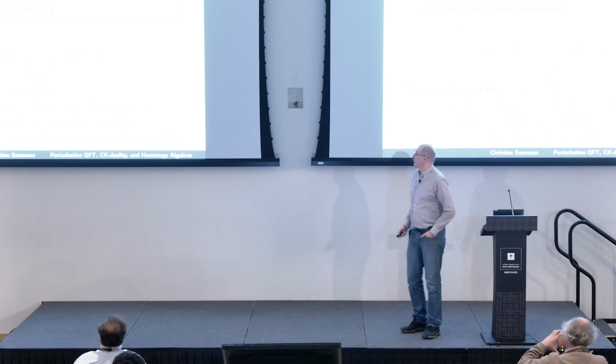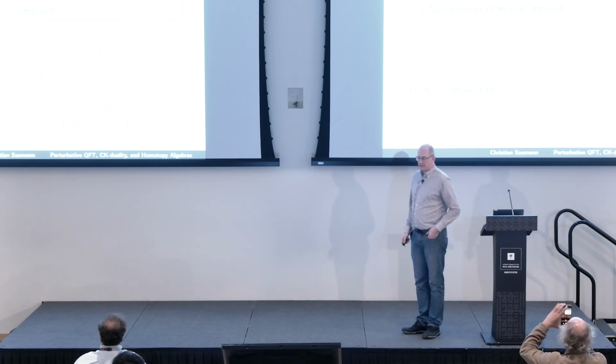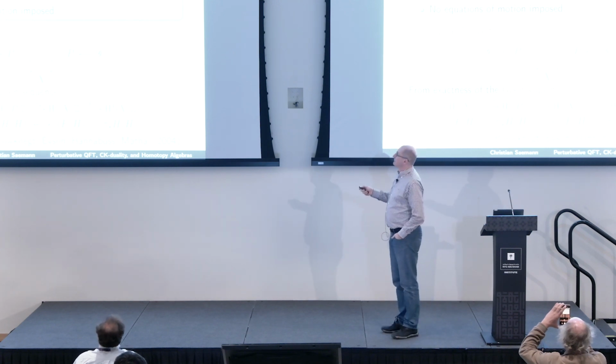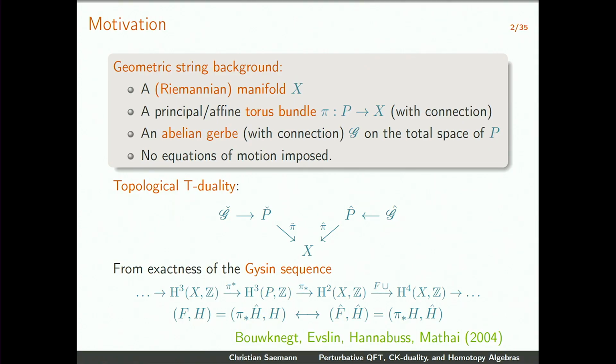Okay, so thanks to the last two talks, I think I can directly jump into the motivation. So I'll be talking about geometric string backgrounds. It's a Riemannian manifold X, a principal torus bundle over it in the topological case without connections, but I want to go beyond, so with connections and an abelian gerbe with connection.